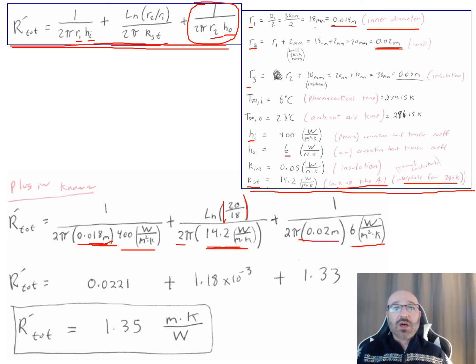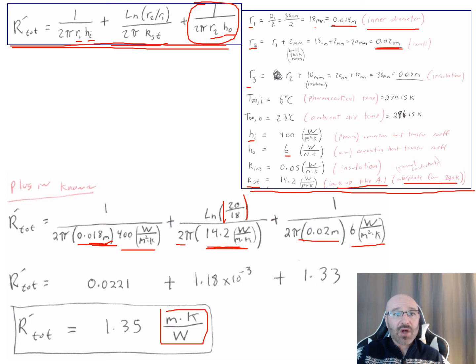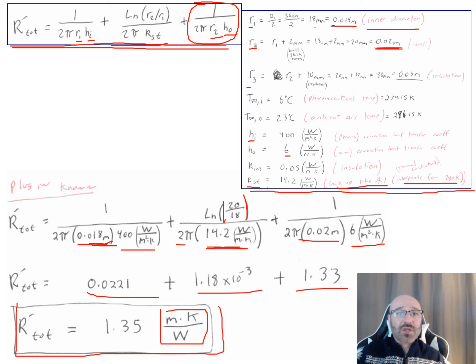So we can do our unit analysis, double check everything, that it does come out to meters times Kelvin over watts right there, as we'd expect for our R prime total. You can add those values together, combine them, by calculator, by hand, Excel, Python, MATLAB, whatever your choice is. We end up with a value for that thermal resistance per length of 1.35 meters times Kelvin per watt.